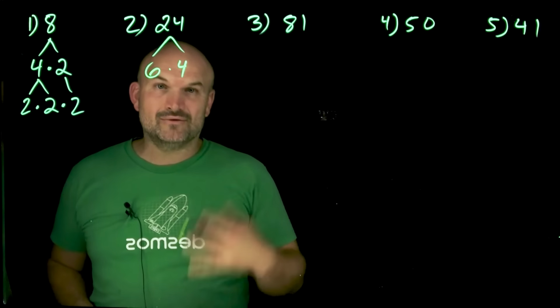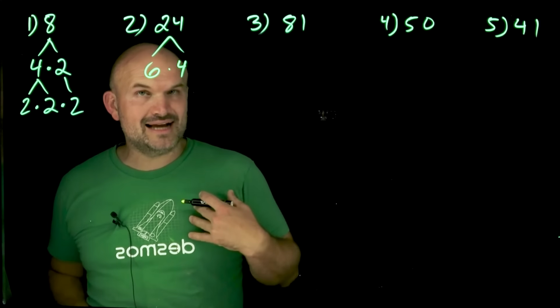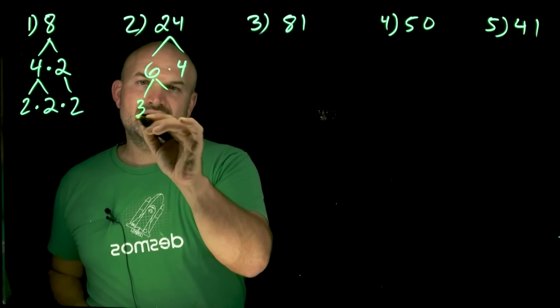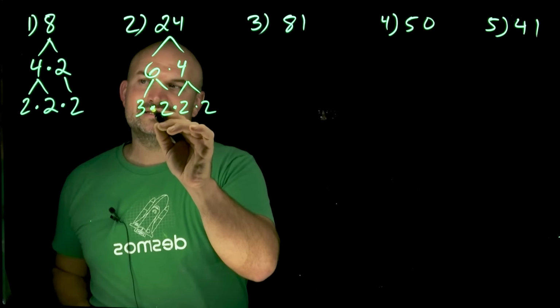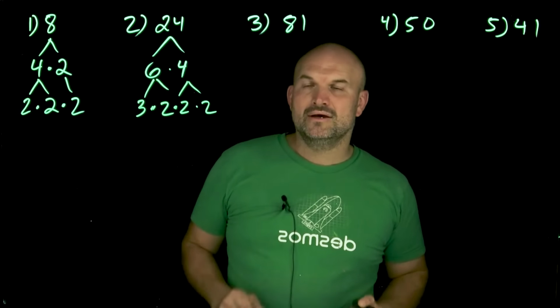You're still going to get down to the exact same prime factorization that I did. 6 can be broken down into 3 times 2. 4 can be broken down into 2 times 2. So that is now going to be the prime factorization of 24.